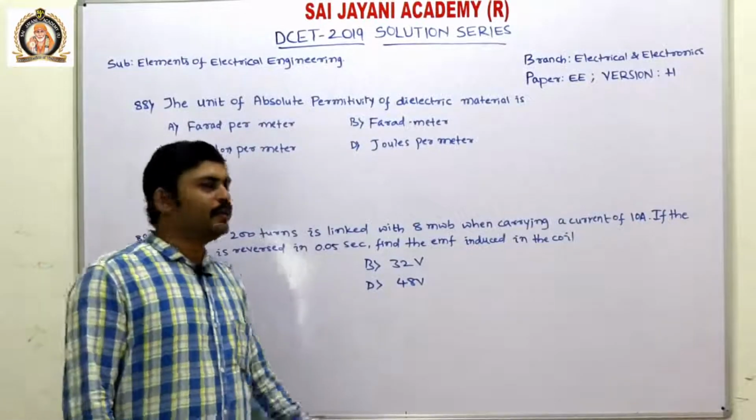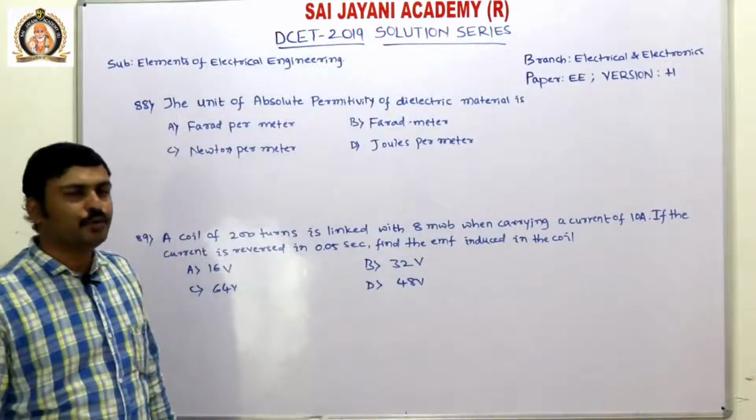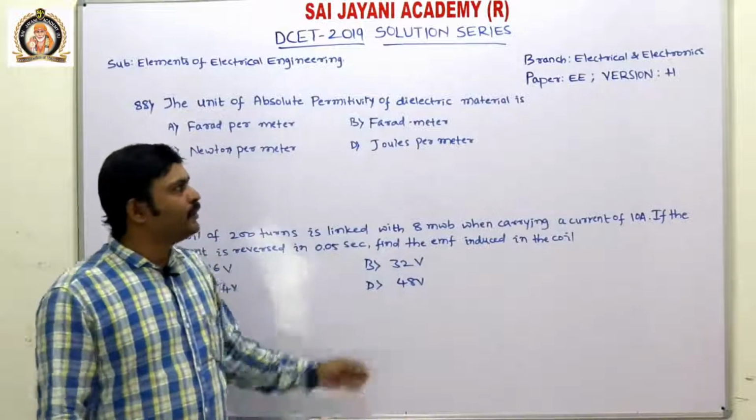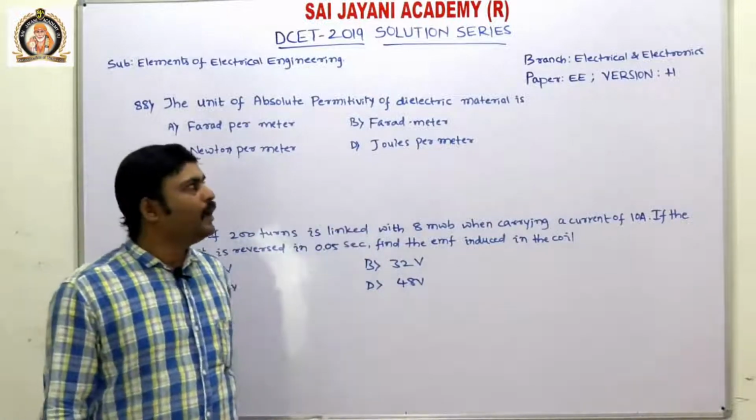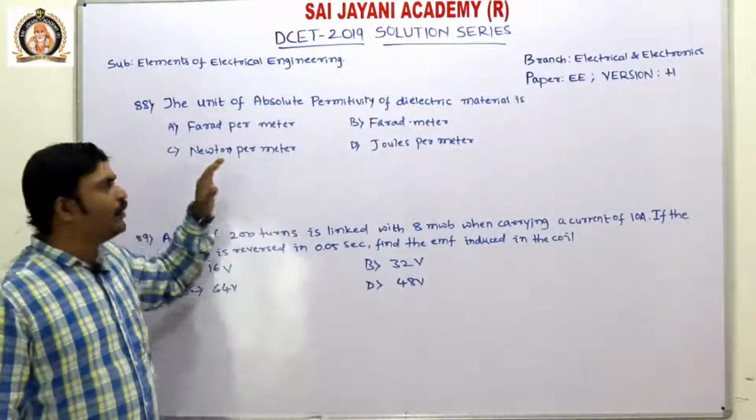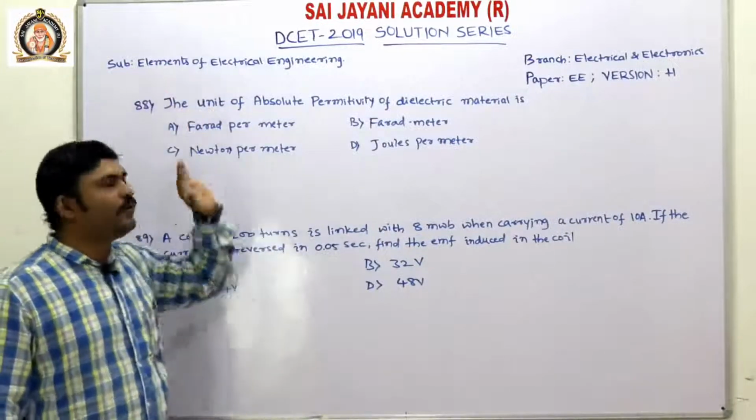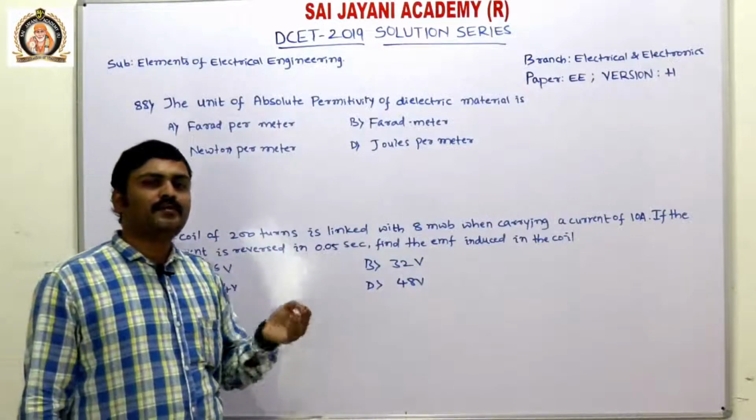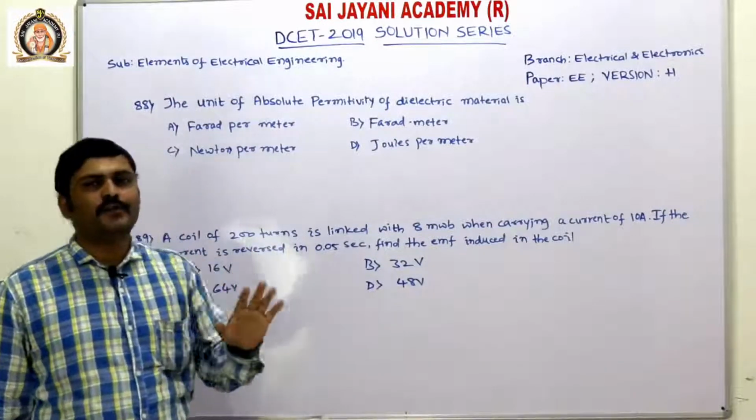Hello friends, now let us solve the DCET 2019 question paper, branch Electrical and Electronics. Paper code is EE and the version code is H. In that, first let us solve the questions on the subject Elements of Electrical Engineering. Electrical engineering subjects fall under Part C of the question paper.